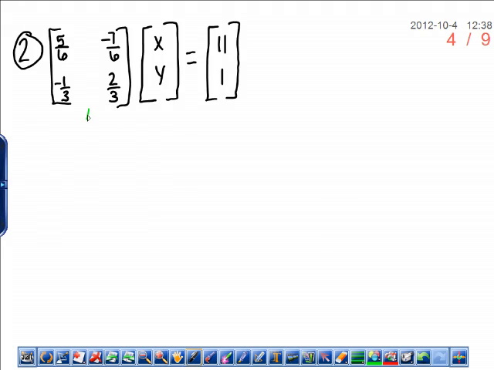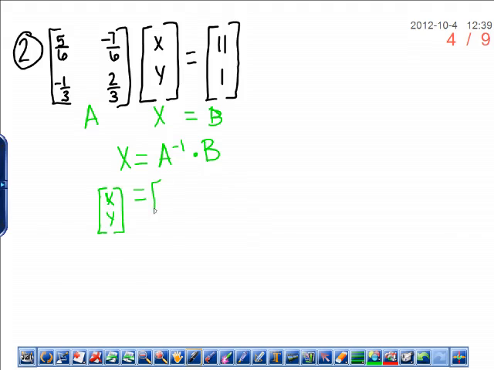All right, so this is matrix A times matrix X equals matrix B. I want to solve for matrix X. So I'm going to do A inverse times B. So matrix X, XY, equals 5/6, -7/6, -1/3, and 2/3 inverse times matrix B.